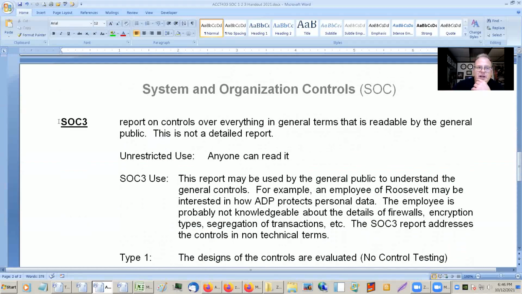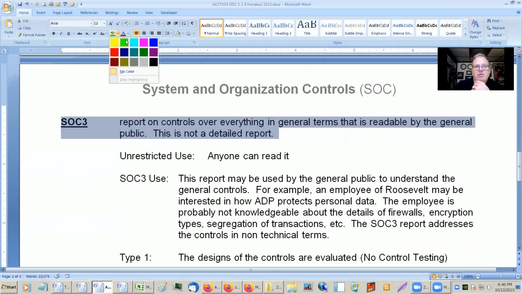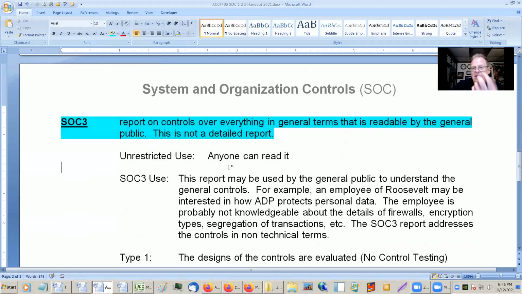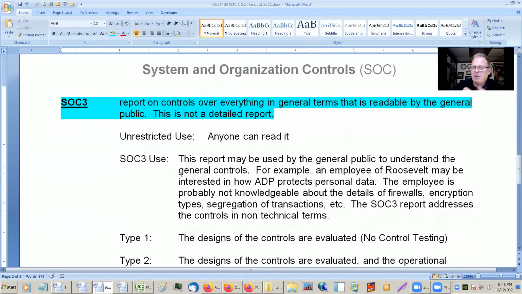Down here, we have the SOC 3, and this is just for the general public. This is for somebody that says, gee, I don't know, is Amazon secure? They should be. I'll look up and see if there's a SOC 3 for Amazon. That's what I should do. I'll look up and see if they have them. I would bet that they do. But anyway, a SOC 3, it's usually, I don't want to say dummied down, but it's put in less technical terms of what the controls are over it. So SOC 3 is for everybody.